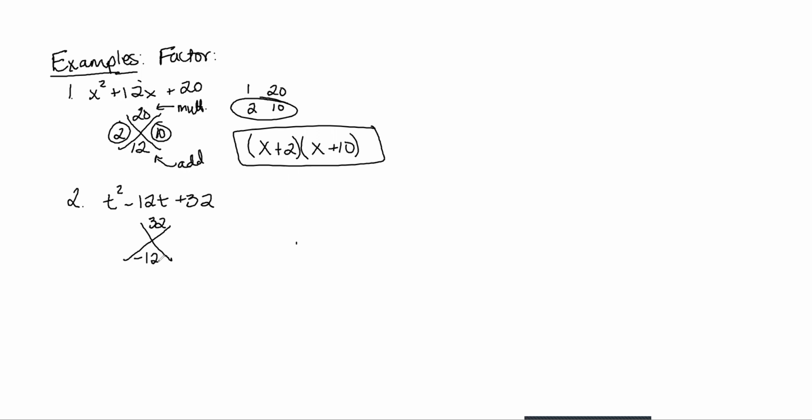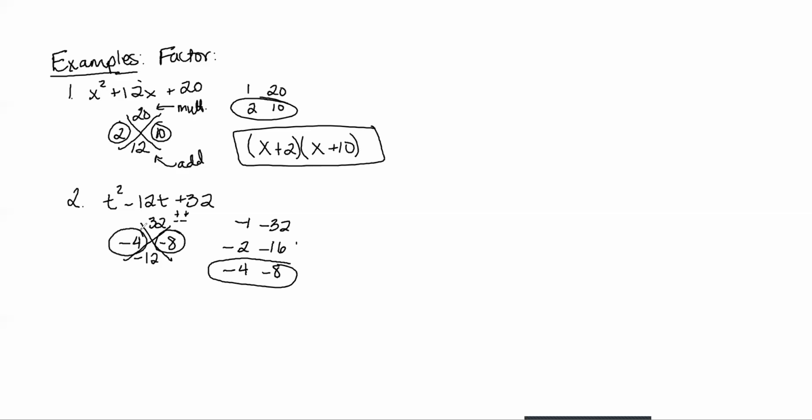And so how do we multiply to a positive but add to a negative? Well, multiplying to a positive means we either have positive times positive or negative times a negative. The only way to add to a negative is to have two negative numbers. So I'm going to list out the factors of 32 again. 1 and 32, 2 and 16, 3 doesn't go into it, 4 goes into it 8 times. That's all of our factors. We know that they both have to be negative. So I'm going to make all of these negative. And then which pair adds up to negative 12? Negative 4 and negative 8.